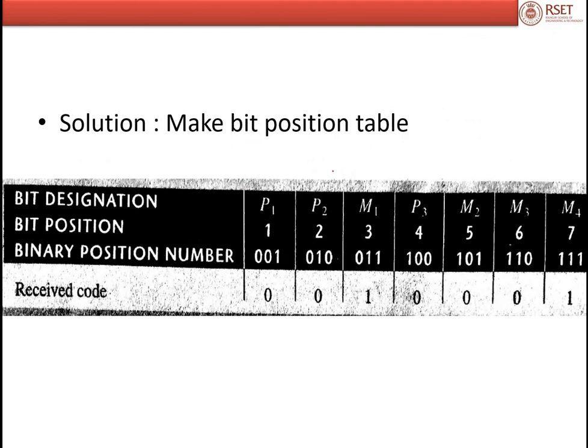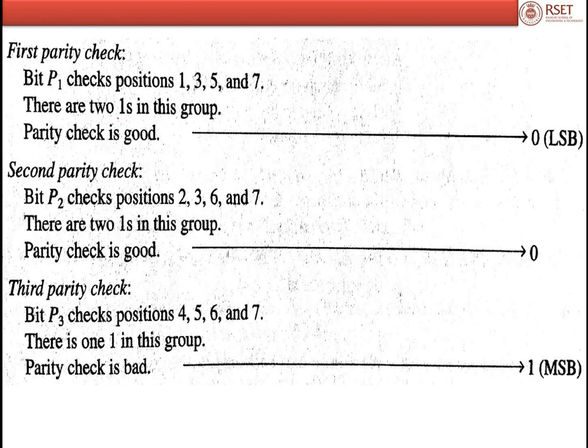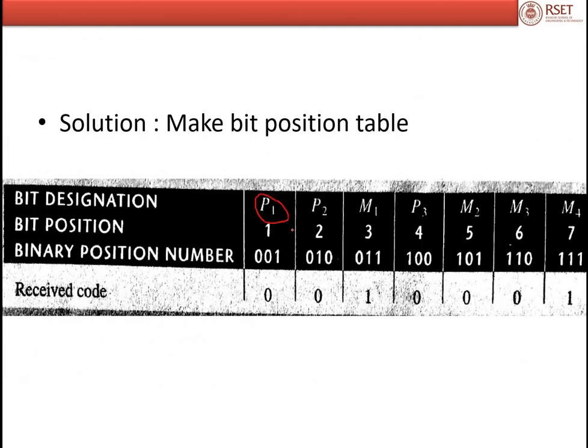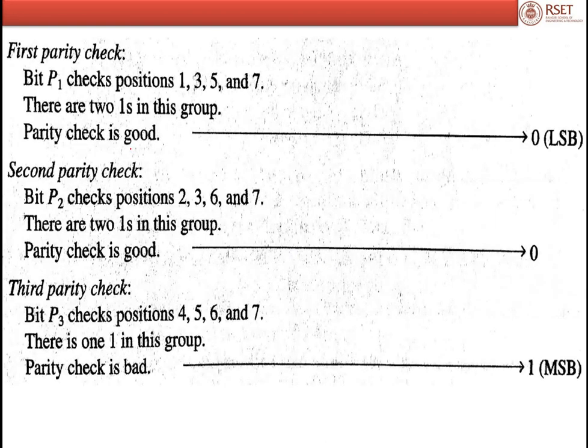First we will make the bit position table with bit designation, bit position, and binary position number. I have written the received code here, 0010001. So we have to check the parity bits. P1 will check 1, 3, 5 and 7. So here we will have 0, 1, 0, 1. Looking here, this code group contains an even number of ones, so the parity check is good.